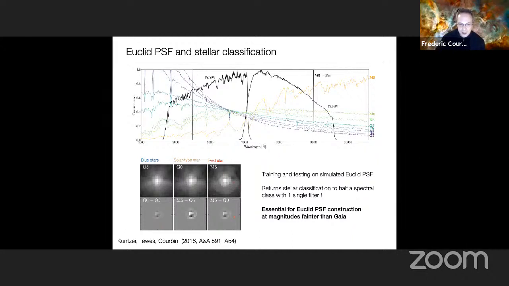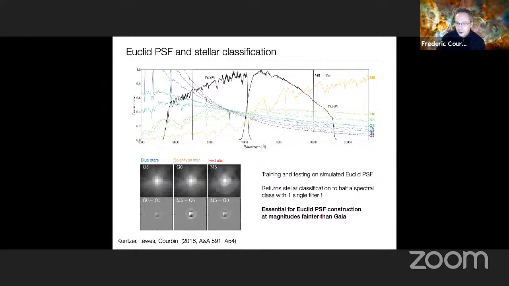And that's the differences you have between different stars of different stellar types. So what we do is to train a network on known stars or even simulated stars, and then we test on real images and do stellar classification. When validating the method, we try this on full simulations, and usually the result is that we can classify stars to half a spectral class using one single filter.